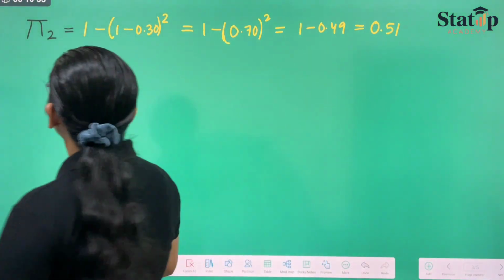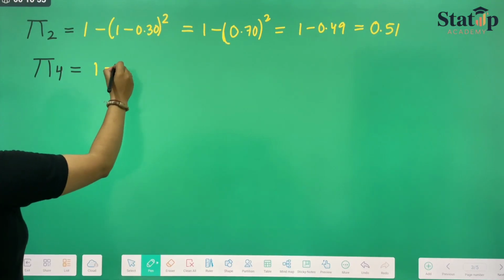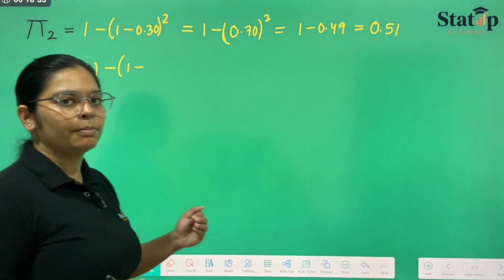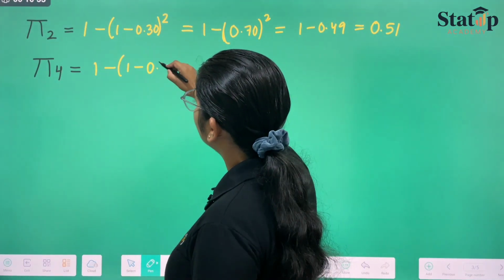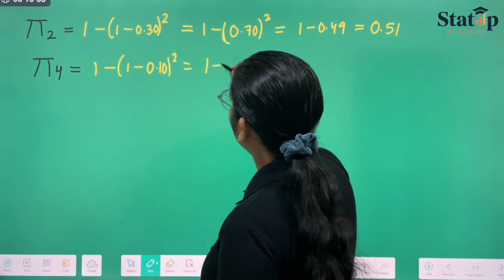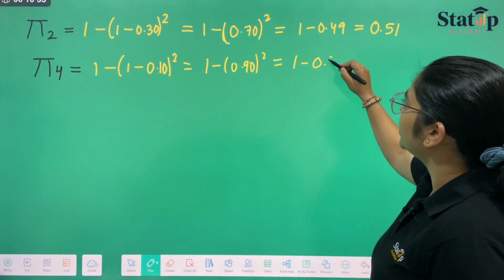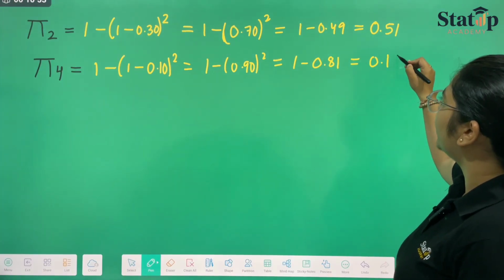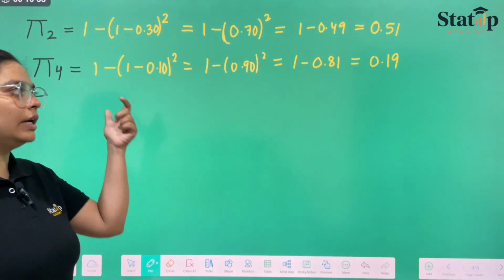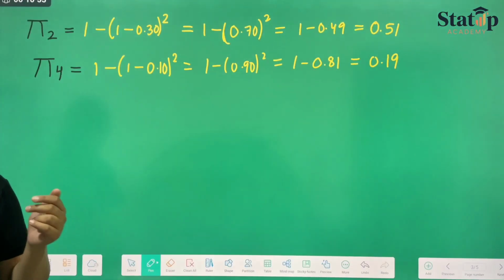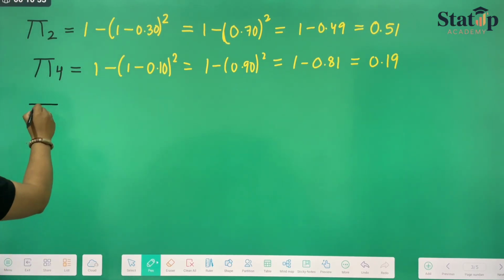Now the inclusion probability of the fourth orchard is 1 minus (1 minus P4) whole square. P4 has been given to us as 0.10. So 1 minus 0.10 is 0.90, whole square, which is 1 minus 0.81, equal to 0.19. So we have got the first inclusion probabilities of the second and the fourth orchard like this. Now we will be moving to the third step, which is the Horvitz-Thompson estimator.